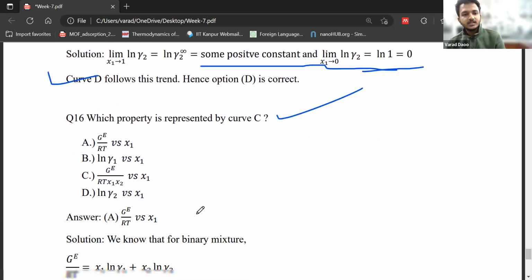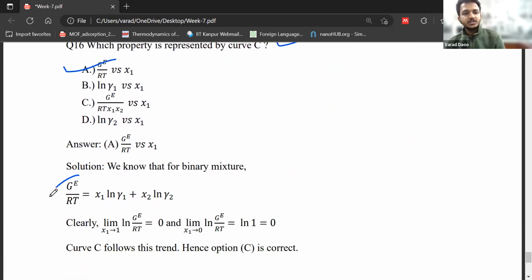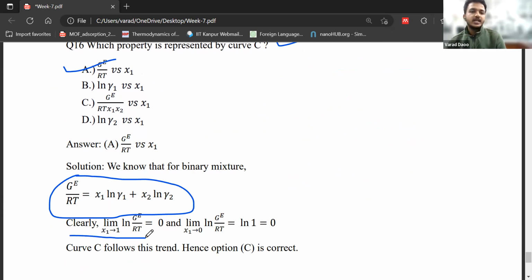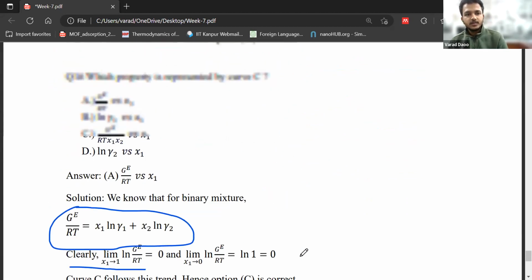For curve C, the answer is option A. Okay. Now, why is that? Because we know that G by RT is nothing but summation xi ln gamma i, which is nothing but for binary mixture x1 ln gamma 1 plus x2 ln gamma 2. Clearly, limit x1 tending to 1, G by RT is 0, and limit x1 tending to 0, G by RT is nothing but ln of 1, which is 0. And curve C follows this trend. Hence, option C is correct. Right?